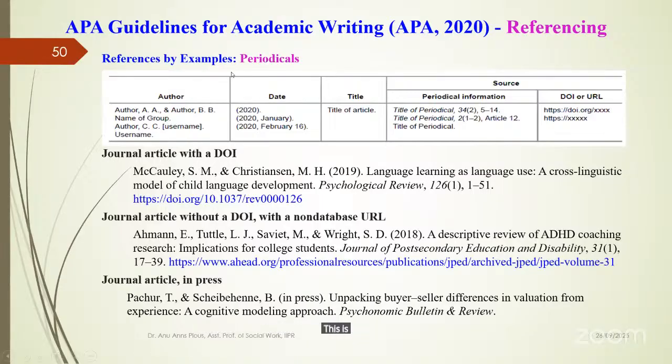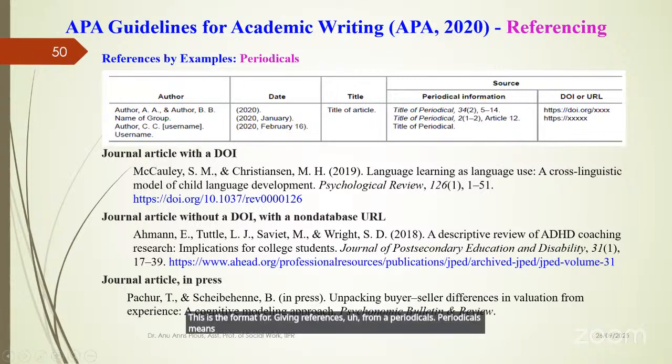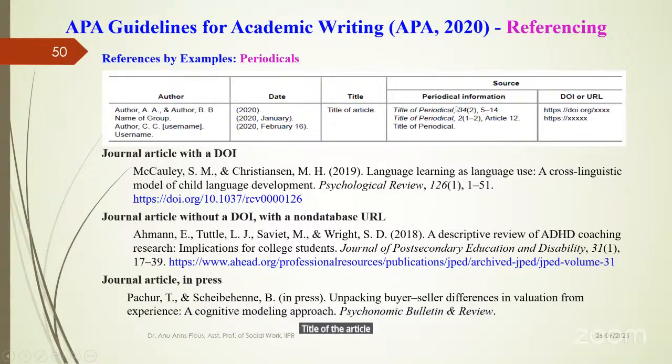This is the format for giving references from periodicals. Periodicals means journals, magazines, news articles, all those things are journals and magazines actually. So here the first component is author, then date, title of the article, source. Source can be title of the periodical and DOI or URL. So if a journal has a DOI, then you have to give the author's information first.